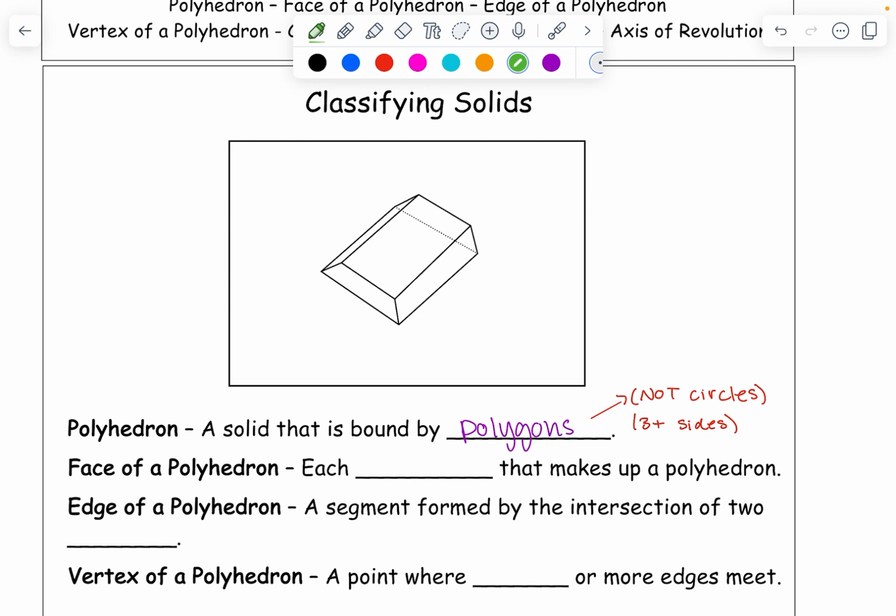Okay, so first thing we have is a face of a polygon. It's each polygon that makes up the polyhedron. So any one of these sides can be your face. I'm going to choose the top one for now just because it's the easiest. But it could be this top rectangle, it could be a side rectangle, it could be one of those back or forward trapezoids. But any of the polygons we see. So that is a face of a polygon.